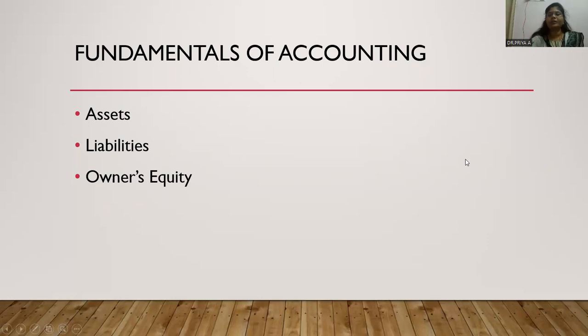And then the third one is owner's equity. We can say it with a simple equation, that is asset minus liability is equal to owner's equity. Owner's equity means what the owners have invested into the business, or the net amount claimable by the owner from the business after paying all his debt is what is known as owner's equity.